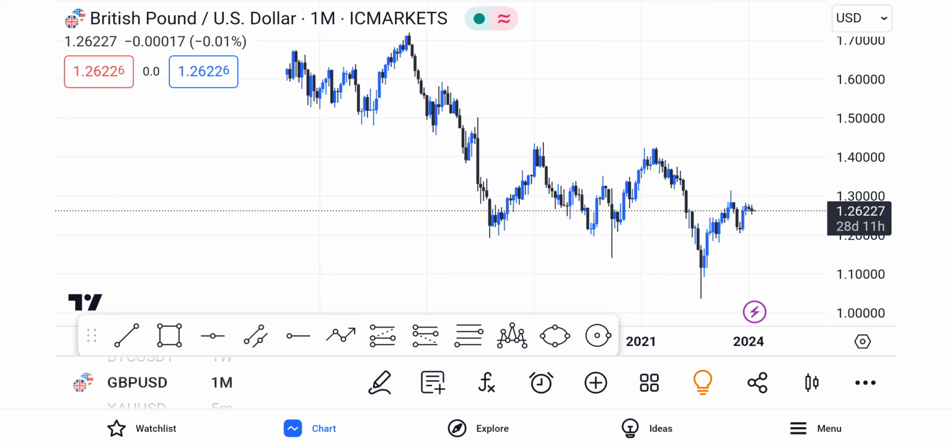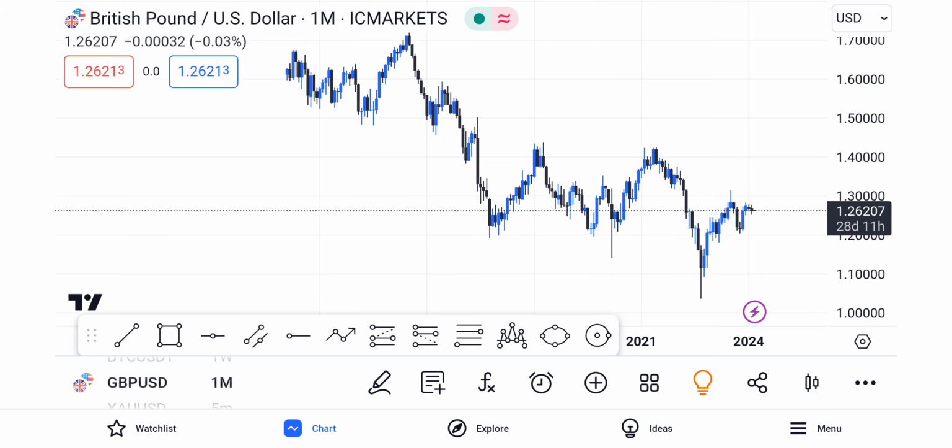So right here we have the chart of GBP USD, and we are looking at it on the monthly time frame. And if you see the direction of this market on the monthly time frame, we can all agree that GBP USD on the monthly time frame has a bearish outlook.